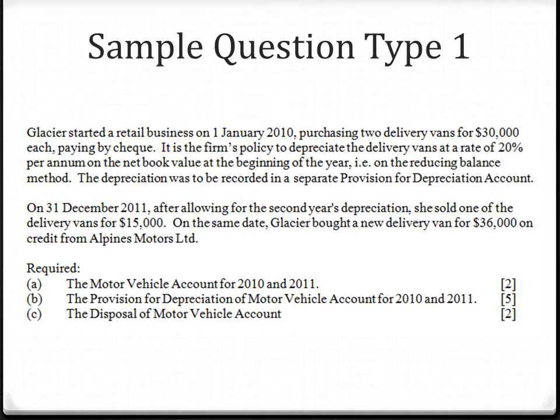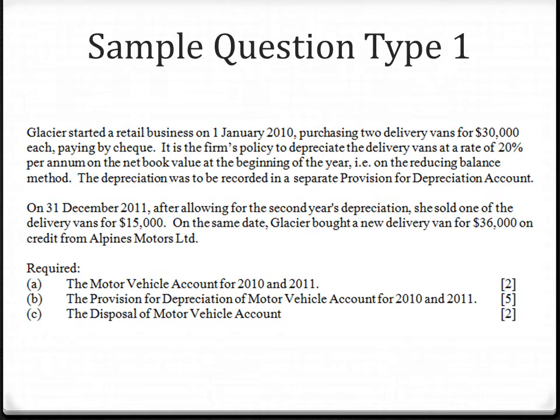Okay, sample question type 1. Glacier started a retail business on 1st January 2010, purchasing 2 delivery vans for 30K each, paying by check. Alright, fast forward a little, let's find out what exactly we are required to do. Let's just do part A first. The motor vehicle account for 2010 and 2011. So if you look at this, on 1st of January 2010, I bought 2 delivery vans, 30K each, paying by check.